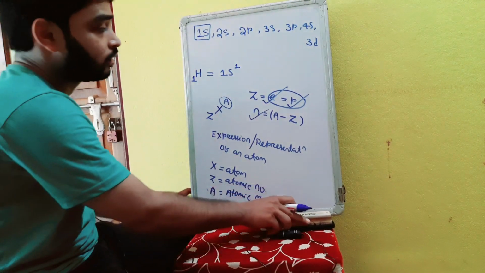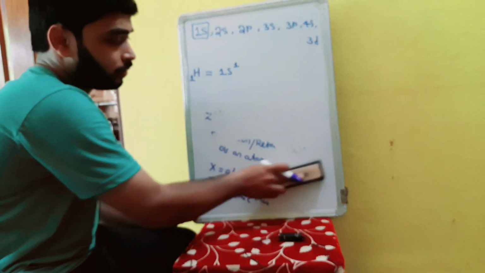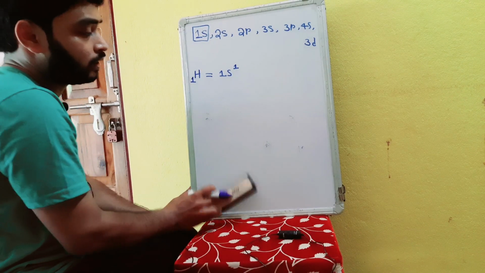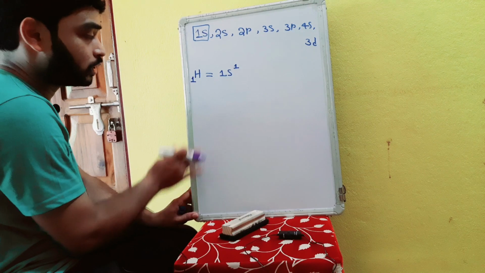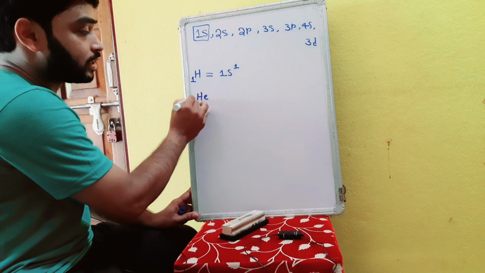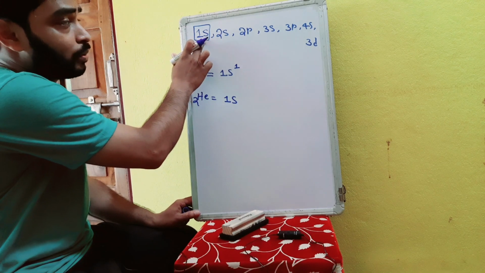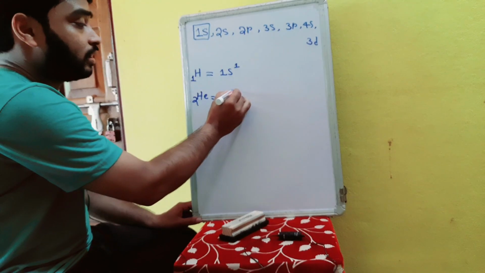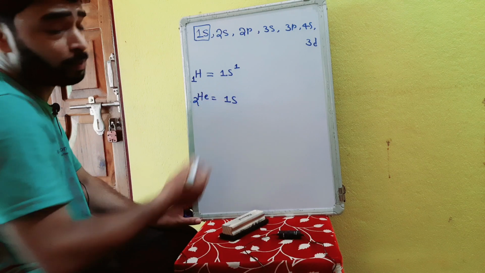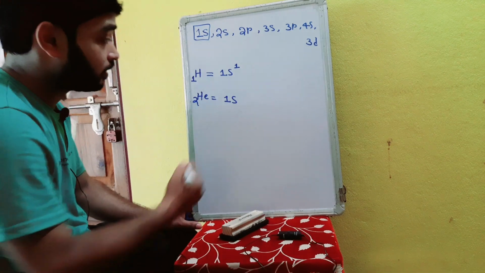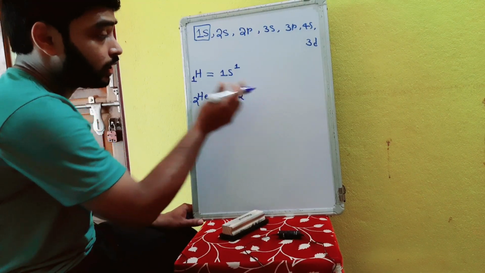Moving forward, for the helium atom the atomic number is 2, which means helium contains 2 electrons. The first subshell is 1s, and 2 electrons is the maximum for the 1s orbital, so 1s will carry 2 electrons.